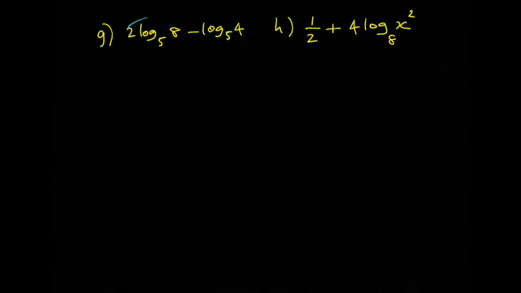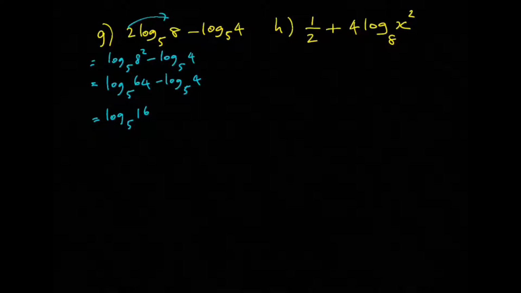Now we want to bring this up first. So we've got equals log to base 5 of 8 squared minus log to base 5 of 4, which equals log to base 5 of 64 minus log to base 5 of 4. And that equals log to base 5 of 16 when you do the division rule, equals log to base 5 of 2 to the 4. Bringing this down the front, we have 4 log to base 5 of 2. And that's as simple as it's going to get.